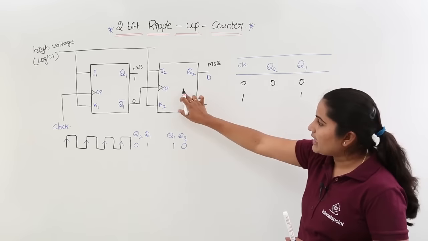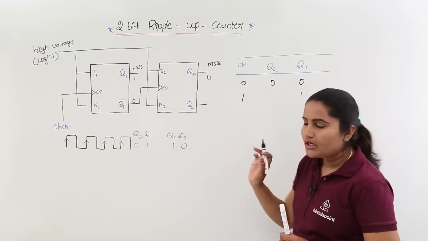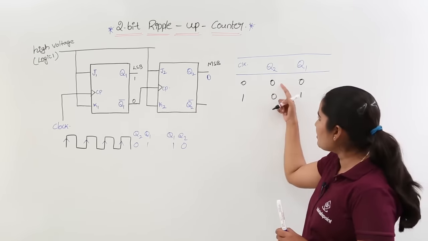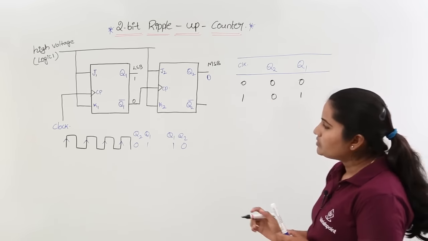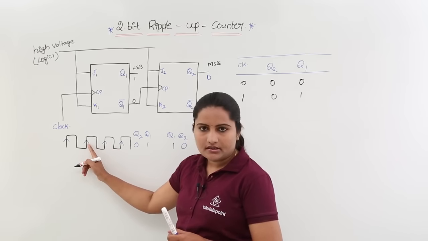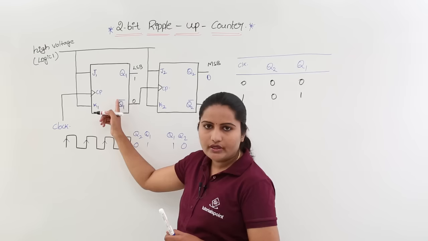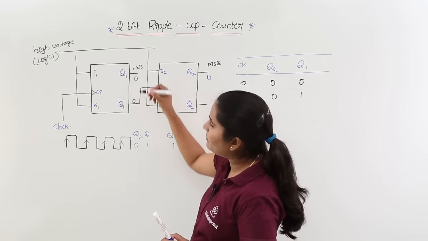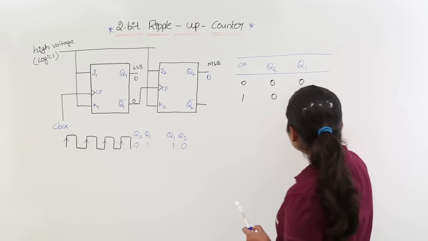For the first clock pulse, the input is 0, so the flip-flop stays in the same state. Same state means it is already in 0, so it will continue to be 0 only. Now the second clock pulse has occurred. For the second clock pulse, again this is going to toggle, from 1 to 0. Previously it had 1, and it is going to toggle.